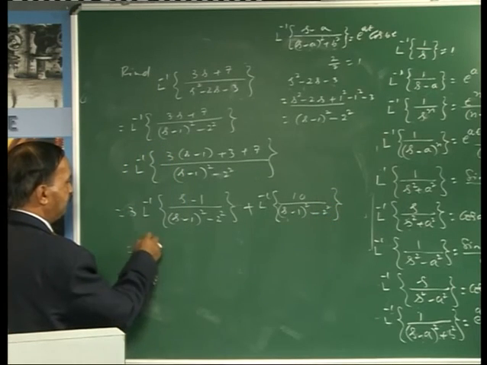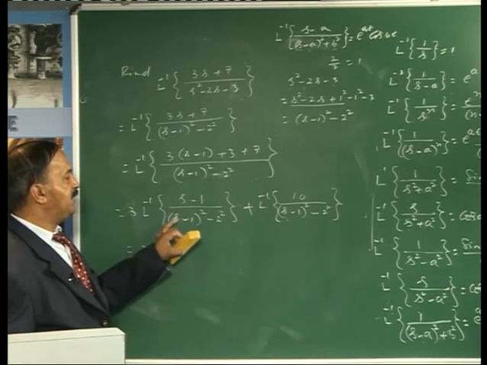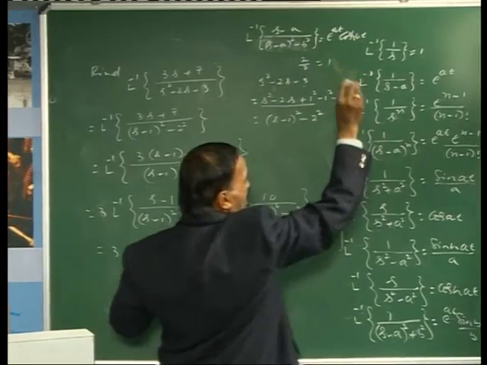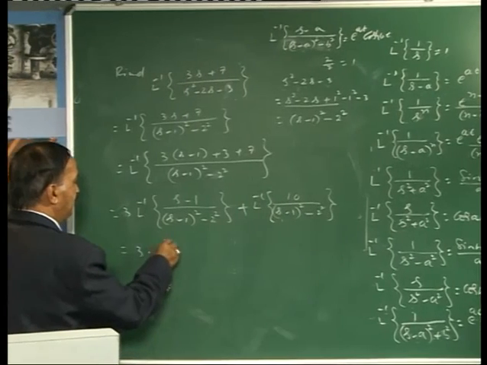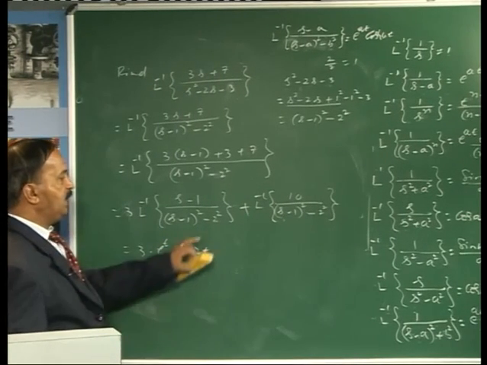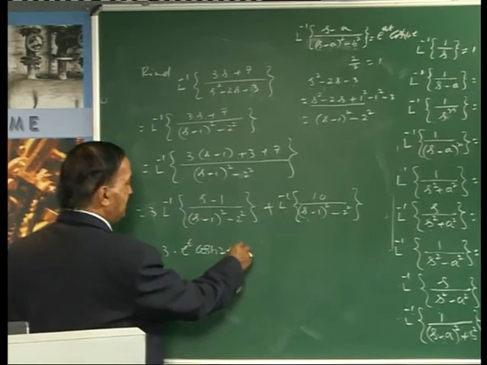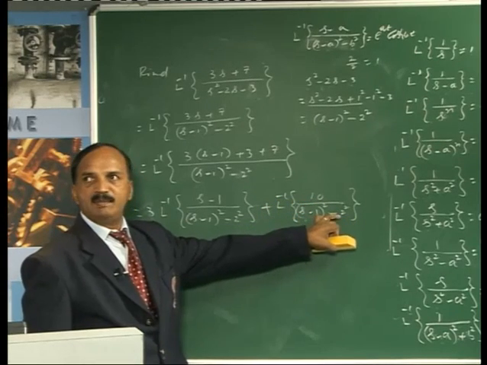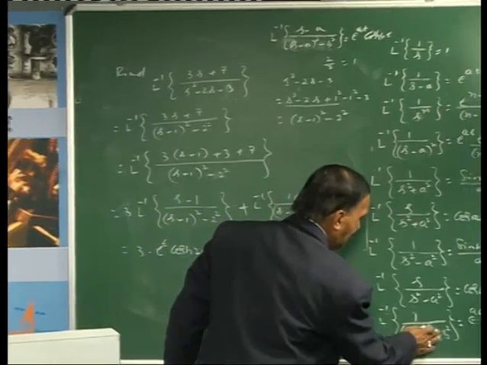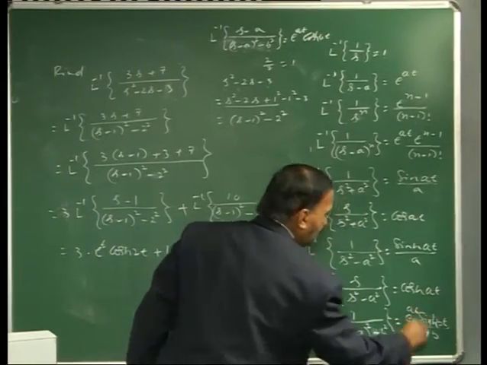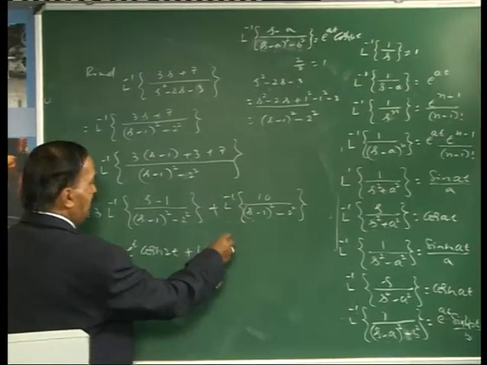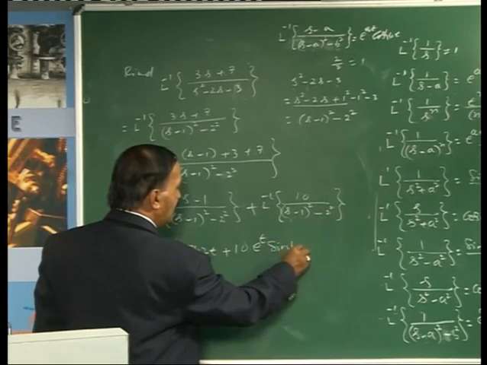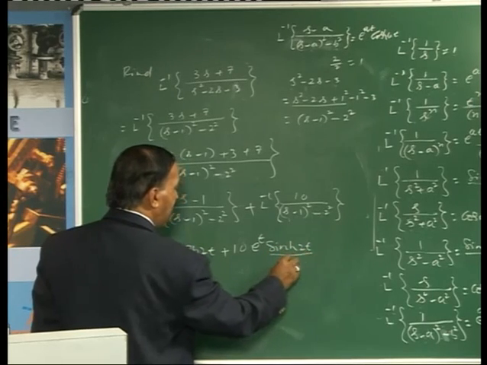And that is equal to 3 into, now it is of the form L inverse of (s minus a) by (s minus a) whole square minus b square. If it is minus here, then this becomes hyperbolic, cos hyperbolic. So that means e to the power of t into cos hyperbolic 2t. So, if it is minus here, you will get a hyperbolic function. Plus, you take 10 outside. Again, it is of the form L inverse of 1 by (s minus a) whole square minus b square. Use this formula here. If it is minus here, then this becomes hyperbolic, sine hyperbolic. So that is 10 into e to the power of t, into sin hyperbolic bt, that is sin hyperbolic 2t divided by b, b means 2.